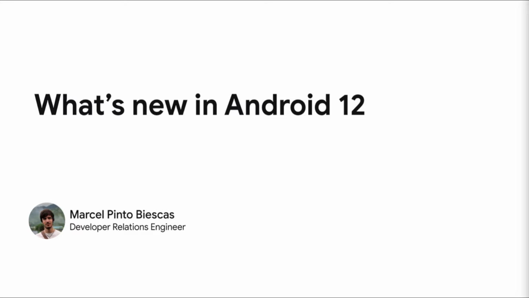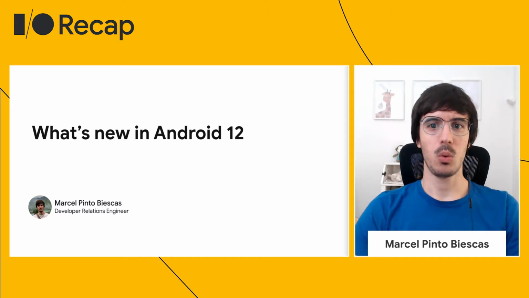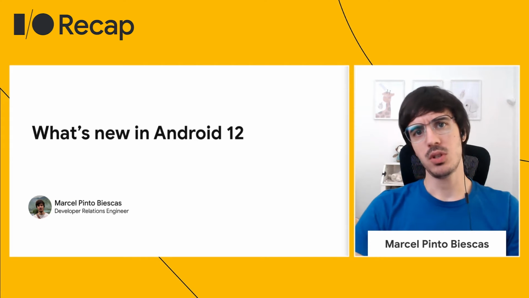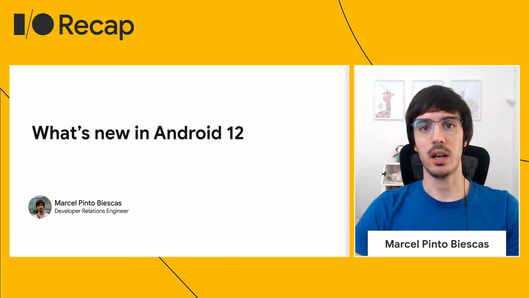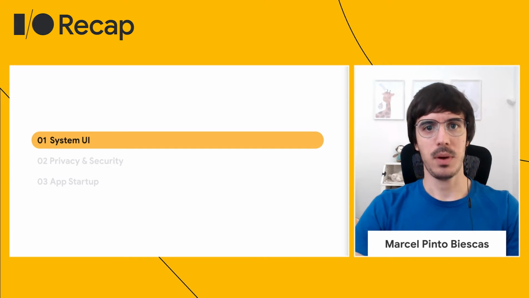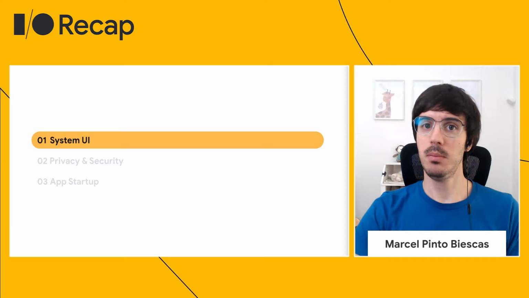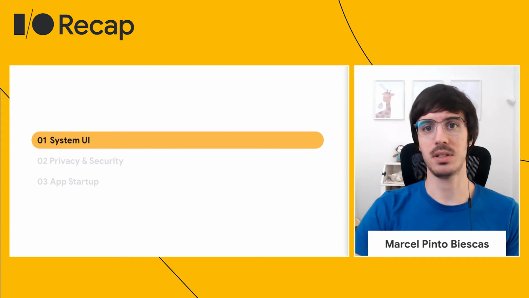I'm based in Singapore, and I'm working on the Android 12 launch, working with partners and developers to make sure they integrate the new changes. We will quickly cover some of the new changes in Android 12 that were announced during I/O. Let's start by covering three main topics today: System UI, privacy and security, and App Startup.